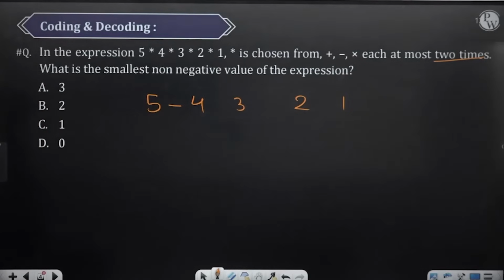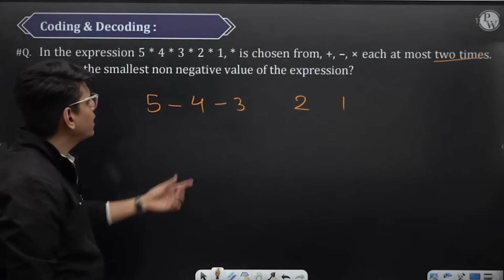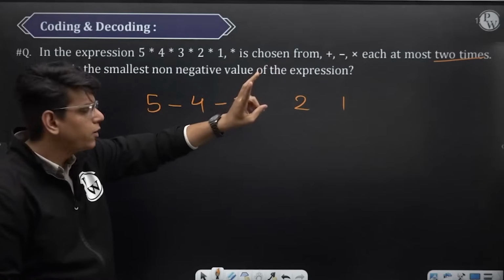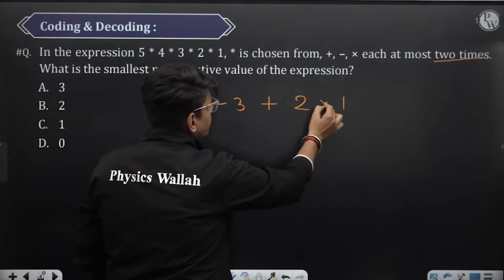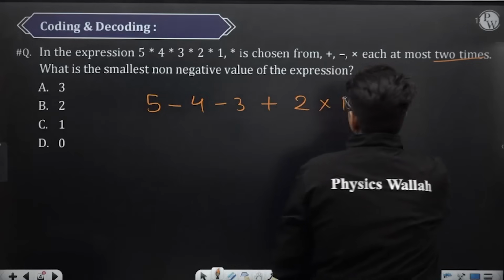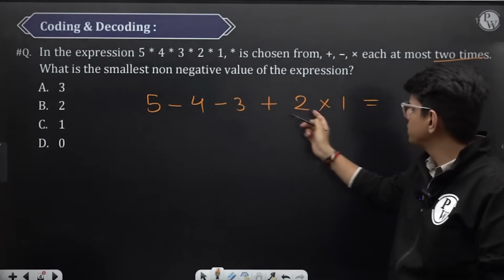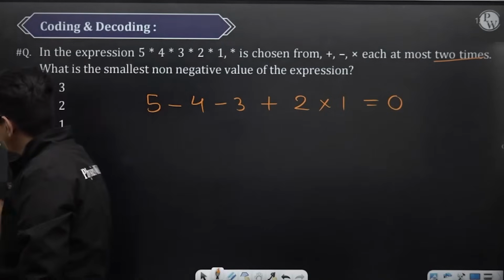Okay. What else can be done? Again, I want to reduce this value, right? Now I can't use the negative sign. At most, I can use a symbol only 2 times. So what I can do is, I can do this. Okay. Here, if you see, the value of this expression is 2 plus this is minus 7 or plus 7. So this is 0. So the value of this expression is 0.